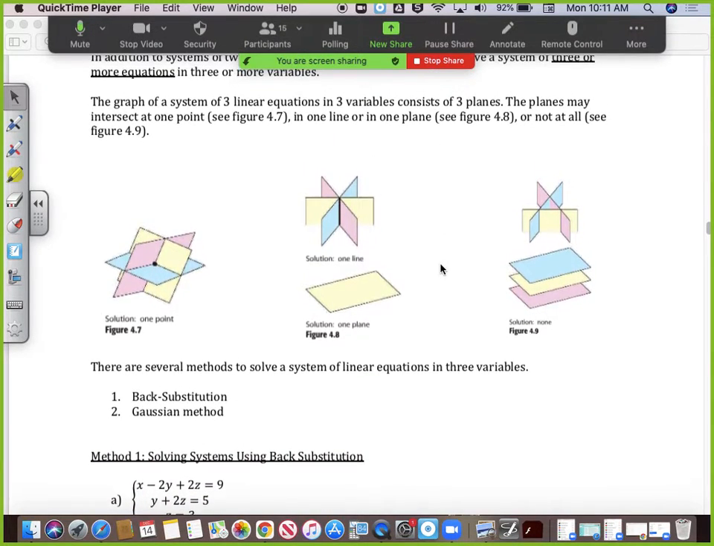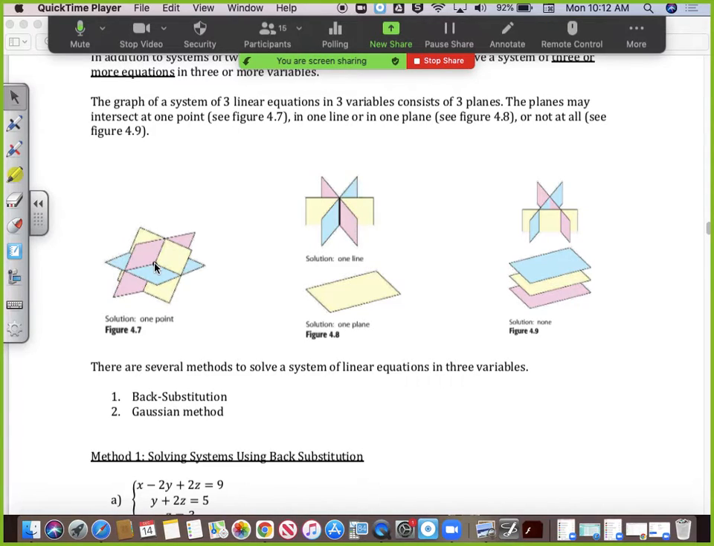So like I said, these three pictures here would be examples of what can happen when we have three equations. So imagine each equation being a specific plane. By plane, I mean like these rectangle boxes. So there's three of them. There's this pink one here. This, I guess we can call this like a yellow one, and then this blue one here. So this example would be a solution at one point.